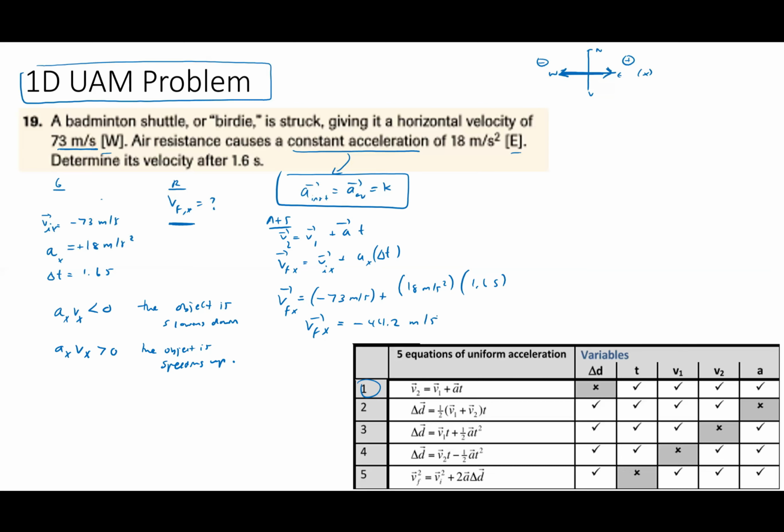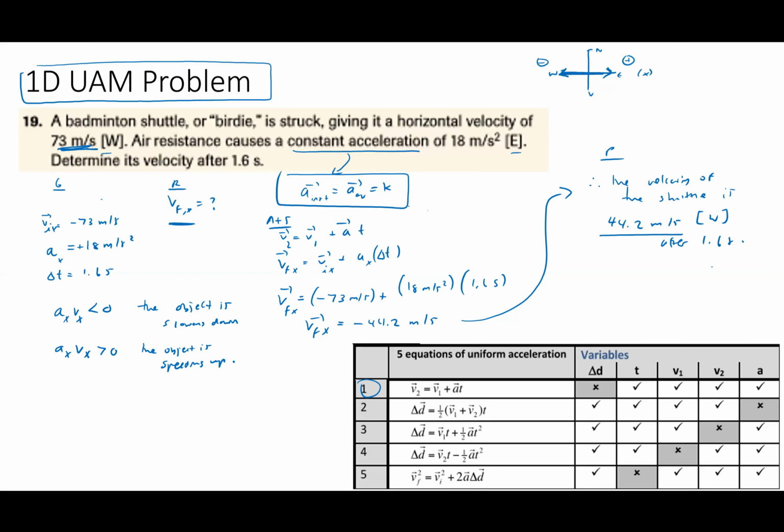So what does that tell us, right? It's telling us that the velocity of the shuttle or birdie, whatever you want to call it, is 44.2 meters per second west after 1.6 seconds. So you can imagine that from where it started, from where it ended, the birdie slowed down. It makes sense because the air resistance is decelerating or reducing the speed of the birdie. Okay, so this is the power of these equations. It is really useful. You can find a lot of information based on that.